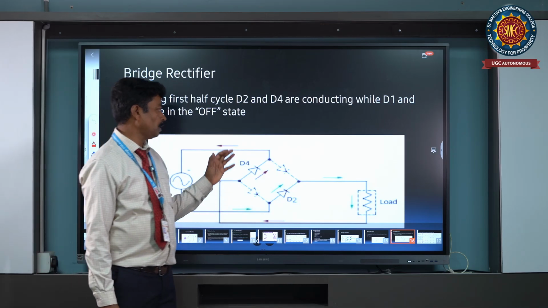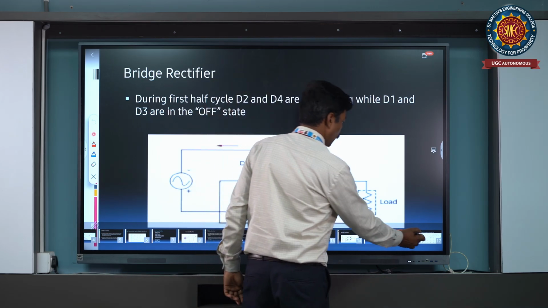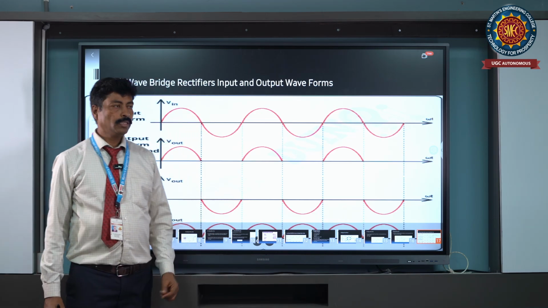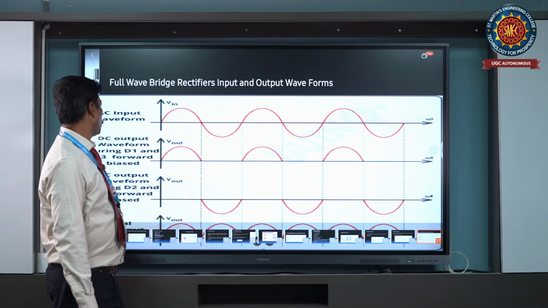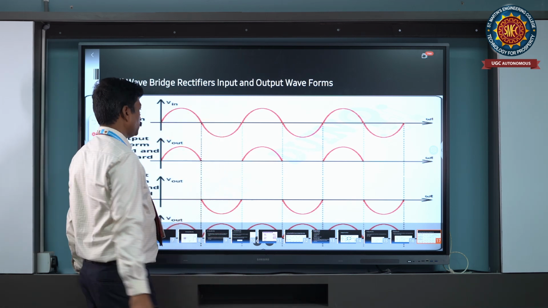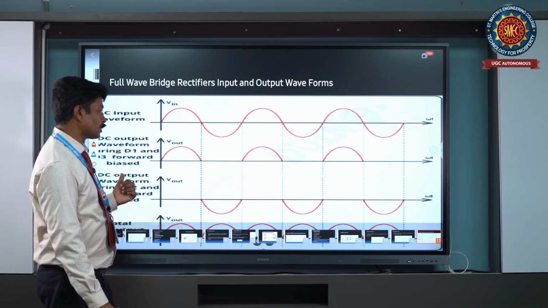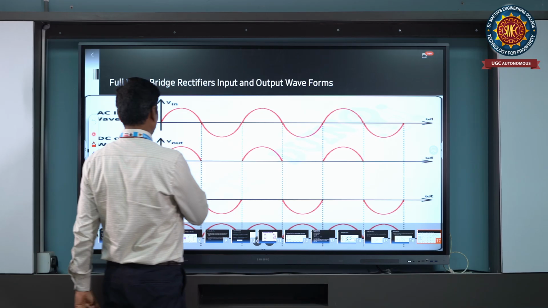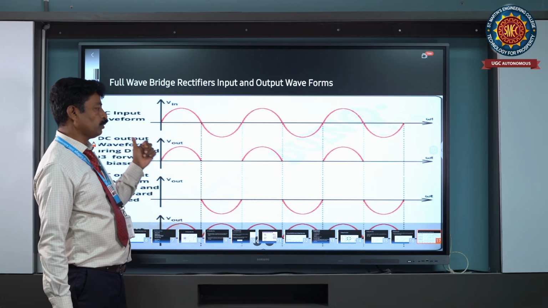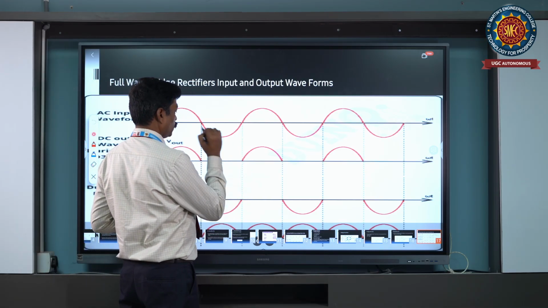In this circuit, the four diodes are the main important part. Using the four diodes, I can observe the bridge rectifier input and output waveforms. I apply a sine wave as the input signal Vin. Observe that D1 and D3 are on during the positive cycle, and D2 and D4 are off during the second cycle.